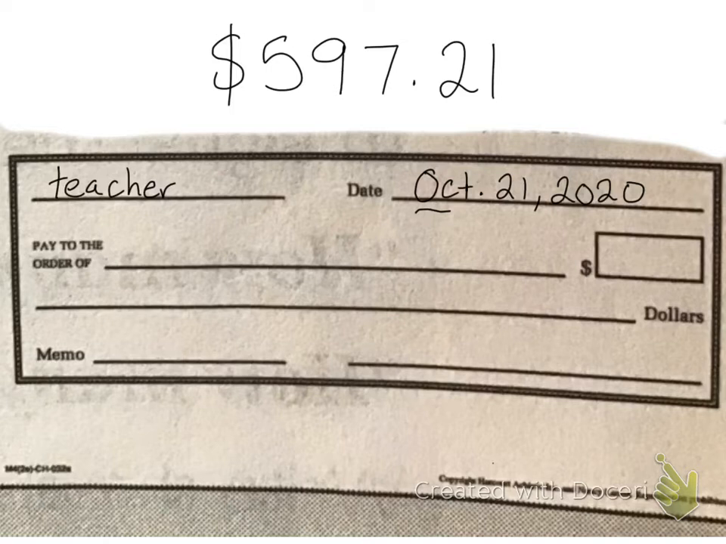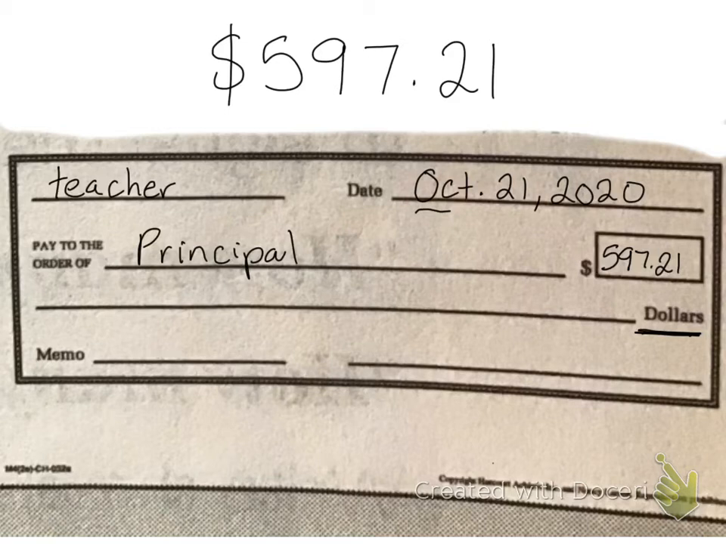Okay, then we have this part here that says pay to the order of. That's where we put the principal's name, because we're paying the principal. So we would write the principal's name here. Okay. Then, in this box on the right-hand side, we're going to write the amount we're going to pay in digits. So we would have $597.21.